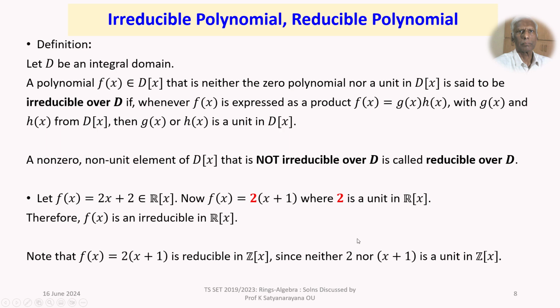So be careful about these definitions. Irreducibility depends on D, that integral domain D. So in R[x], it is irreducible. In Z[x], the same polynomial is reducible. So be careful about it. And there is a test that is coming.